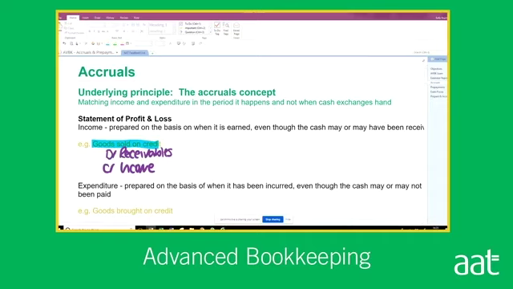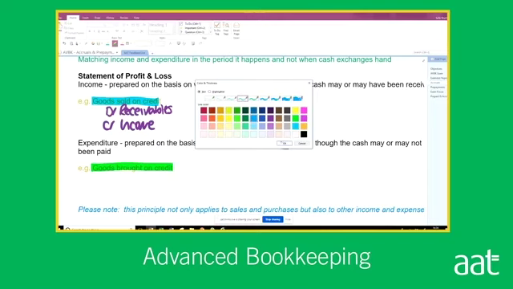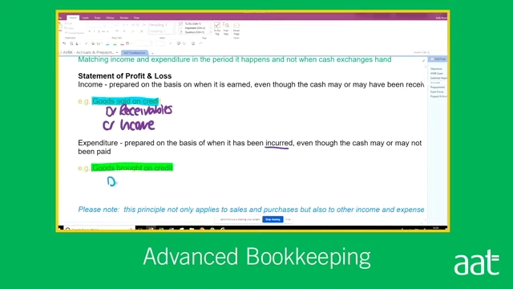So let's have a look at the expenditure. So it's exactly the same, but the opposite way around, is that we will prepare the statement of profit and loss and we will recognise expenditure when it has been incurred, okay? So we've got the goods or we've used those goods or services even though we've not paid for it. So classic example again is us buying goods on credit. So double entry in terms of that then is effectively we will be debiting purchases, and we will therefore be crediting payables.